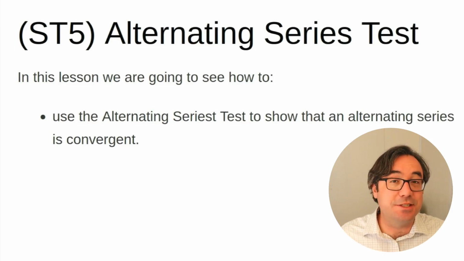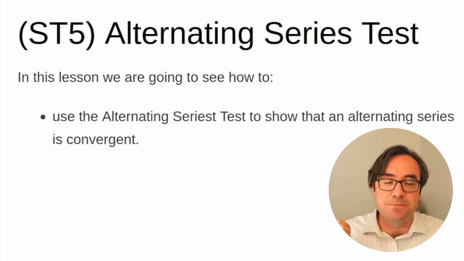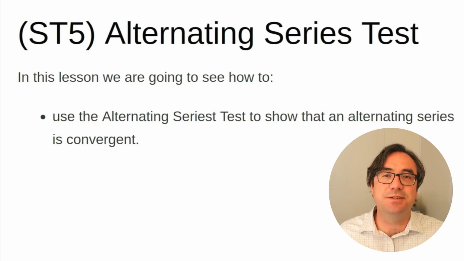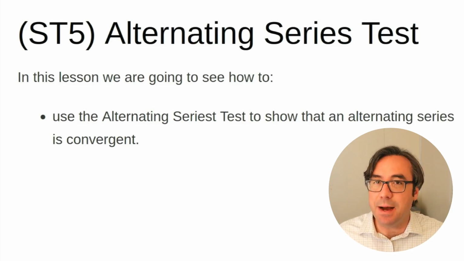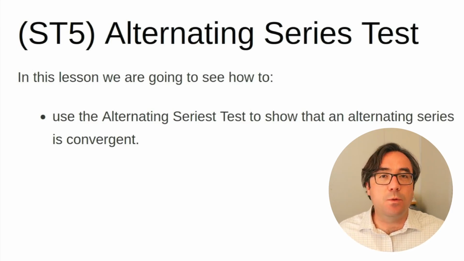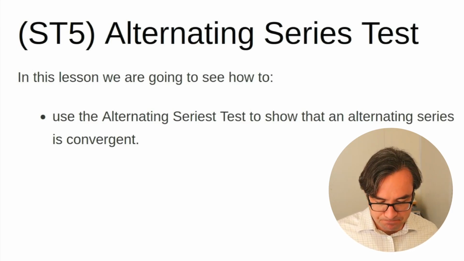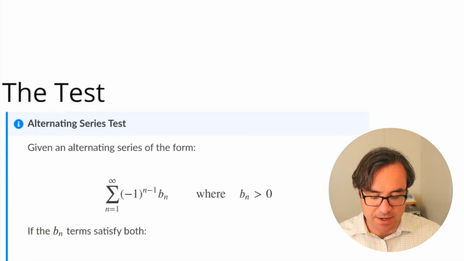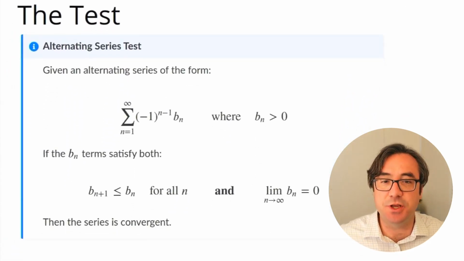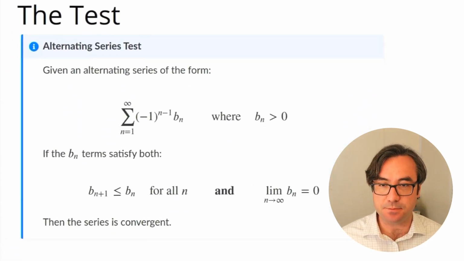So all of the series tests that we've looked at so far, comparison, limit comparison, integral test, those major ones, everything had to be positive. But now we're getting into the realm where we're allowing some negatives. So first, let's look at the statement of the test. The alternating series test.